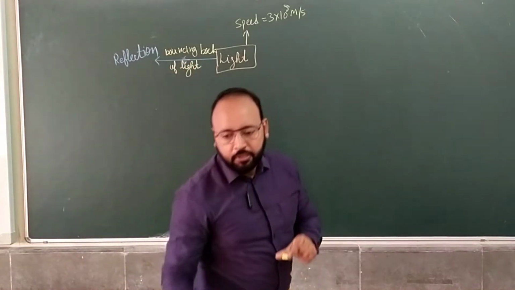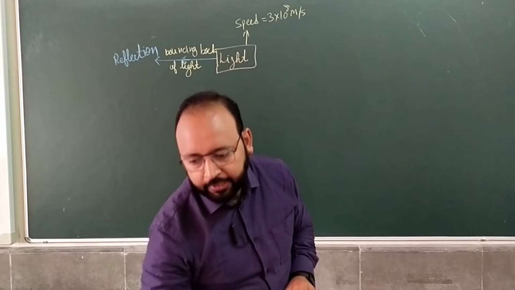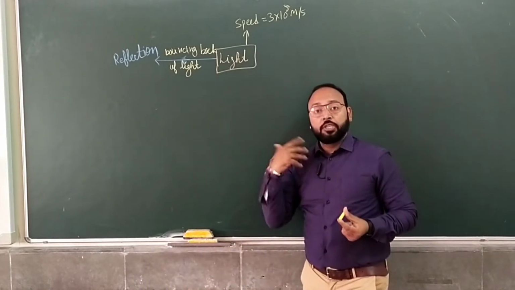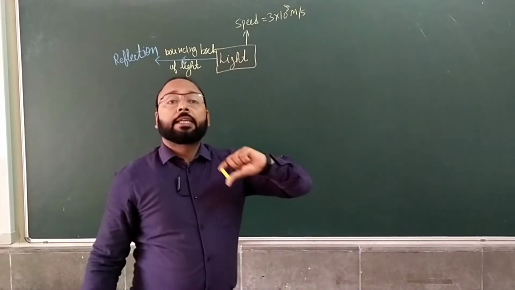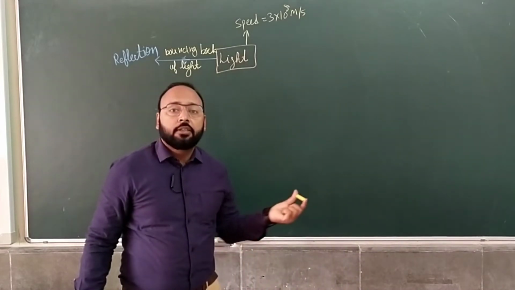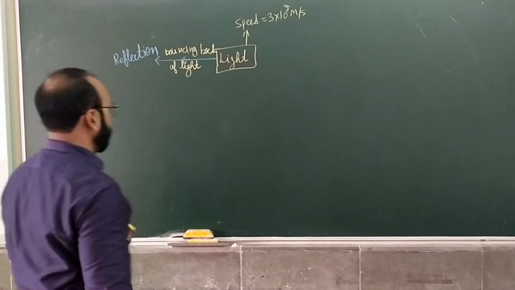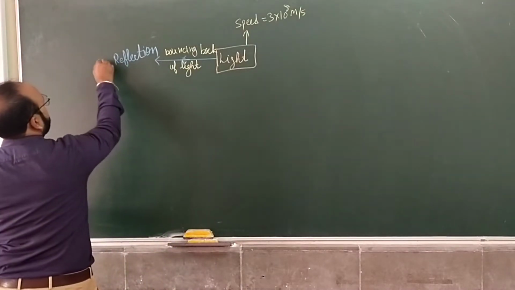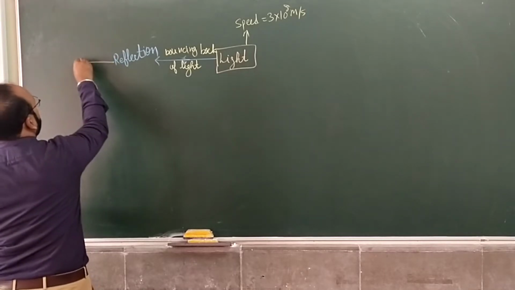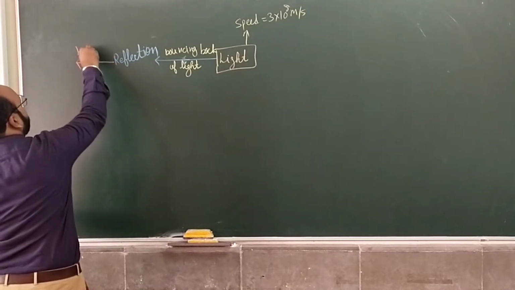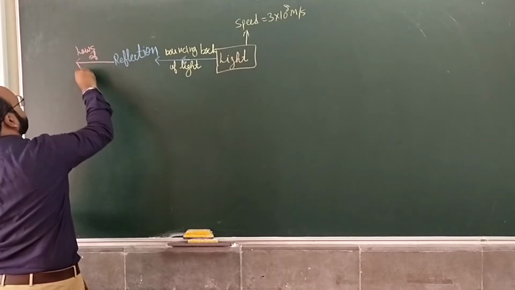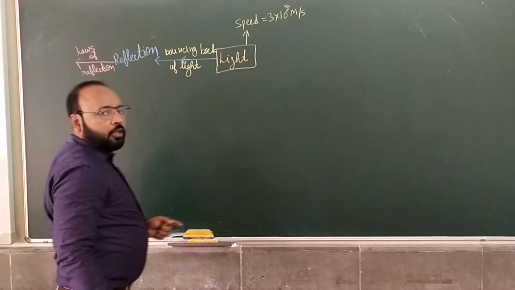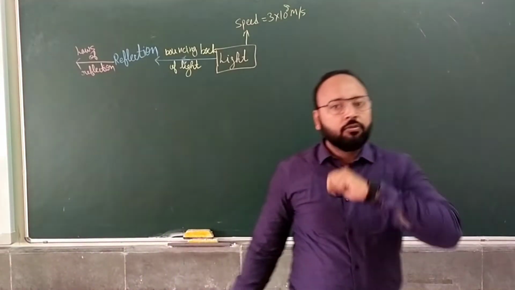Bouncing back. When the light strikes the reflecting surface, after striking it comes back at the same angle, right? At what angle does it go, in which direction does it turn? For that we have discussed another part, you can say laws of reflection. In laws of reflection we have studied two laws.